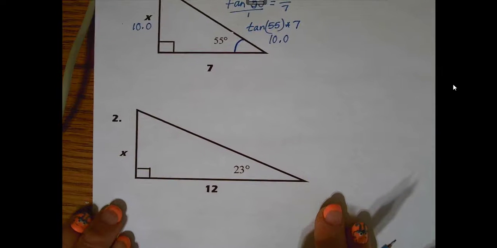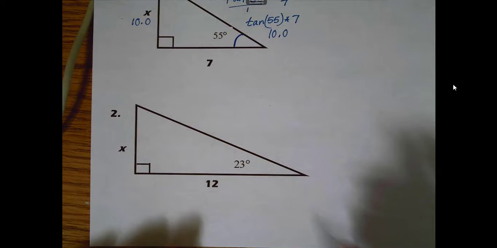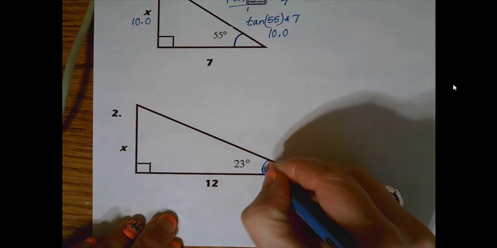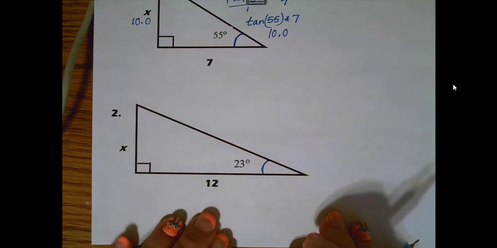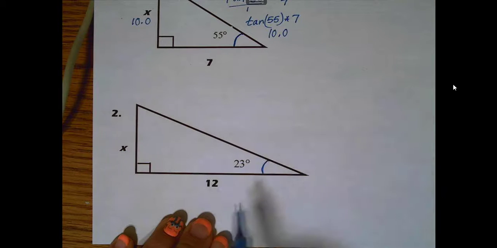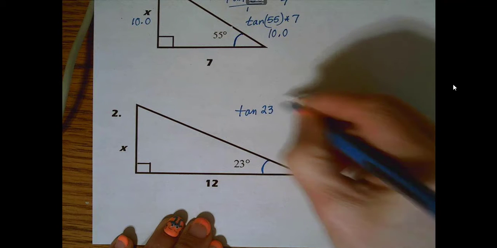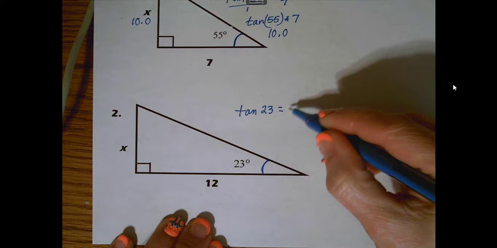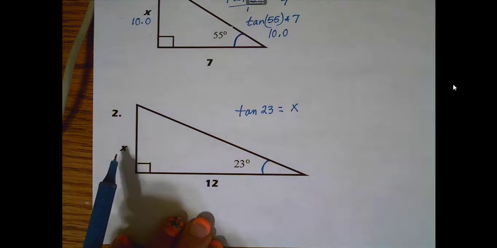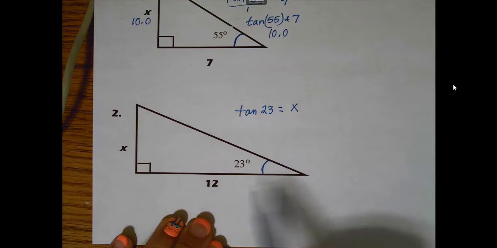Okay, let's look at example 2. All right, so it's just a different size triangle, different angle. So this is the angle that we want to use to find the tangent. So tangent, again, is opposite over adjacent. So I'm going to go tan of 23 is going to equal x. That's my opposite. My adjacent side, it's attached right on it, is 12.